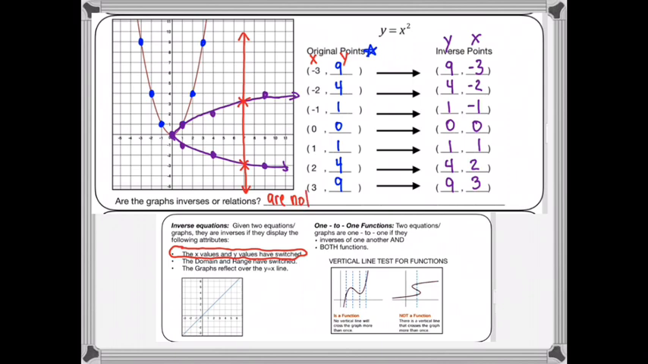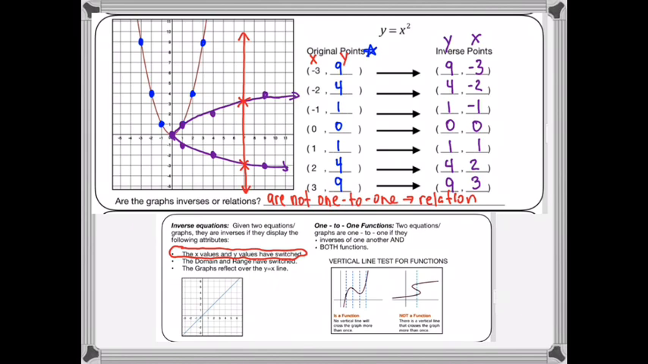And so that means the graphs are not one-to-one, okay? So that means one of them is not a function, and so they are a relation, okay? So let's look at the second example, going on to a cubic function here.